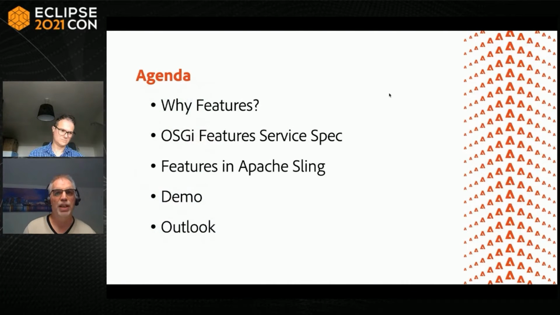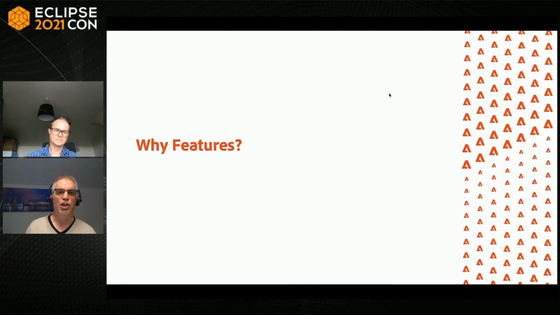In this presentation, we'll cover several topics. First of all, some motivation on why features is a good thing. Then we talk about the new specification around that, and then talk a little bit about all the stuff that has been done around features in Apache Sling, and round up the whole session with a demo and a small outlook at the end. So let's get started with the real content and talk about why features at all.